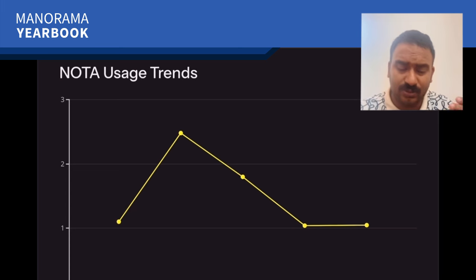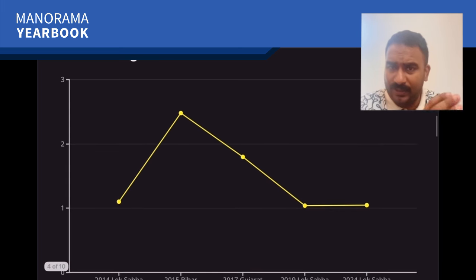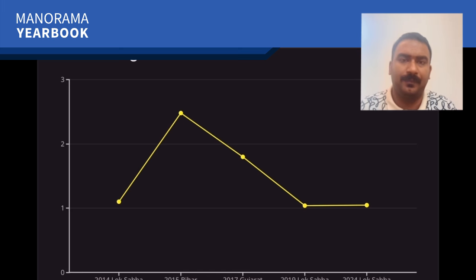If you try to understand the usage in Lok Sabha elections, the share of NOTA votes has remained low, but it has been a constant ratio. In the 2040 election, the usage of none of the above was 1.1 percent. And in 2090, it was 1.04 percent. And a similar trend continued in the recent Lok Sabha election, which was held last year in 2024.